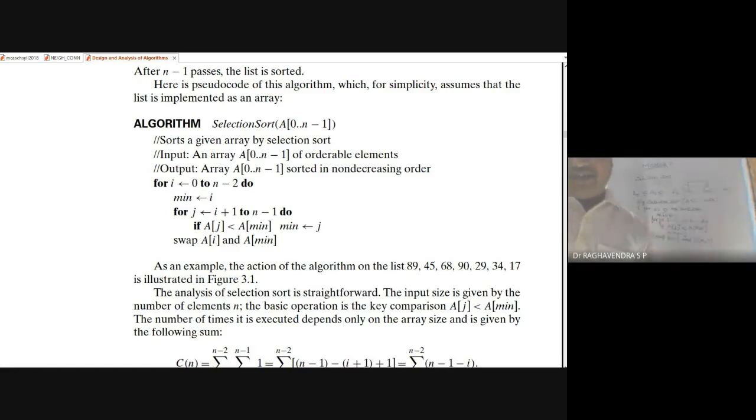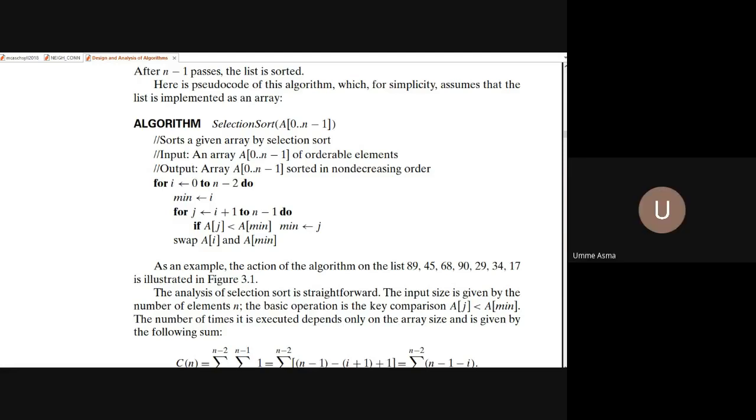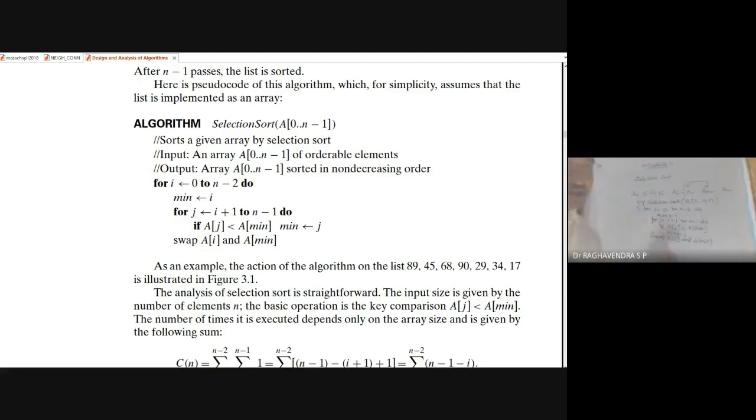Are you able to see now? Yes. So this is the thing: swap both the elements here. This is the algorithm for the selection sort. Now, once you define the algorithm, the next thing is how to find the analysis, how to find the time complexity for this.